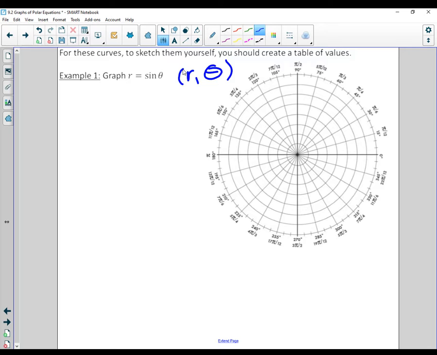Which one do you think is easier to plug in, theta or r? Theta, right? R is all by itself. You plug in theta, you take this. Otherwise, you have to take sine inverse every time. So we're going to plug in theta every time.